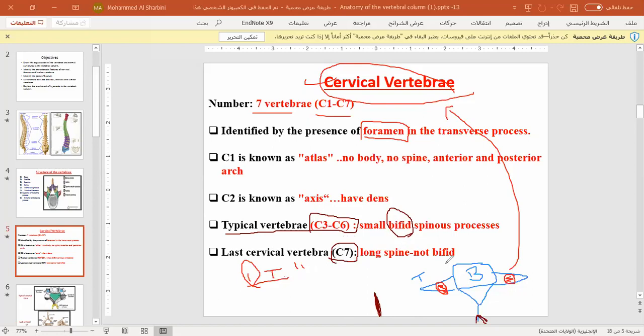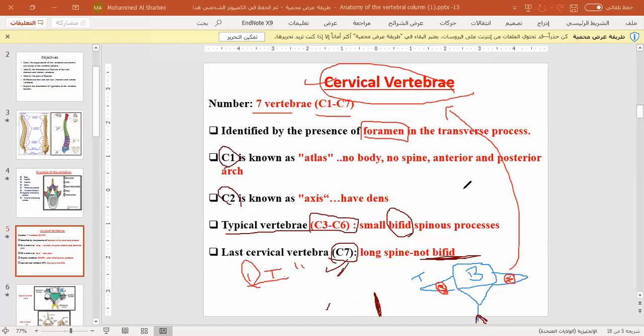Okay, now look at the spine. If the spine is bifid, divided, this is a typical cervical vertebra from C3 up to C6. If the spine is not bifid, this is number 7, C7. Fine. We have also C2 and C1.